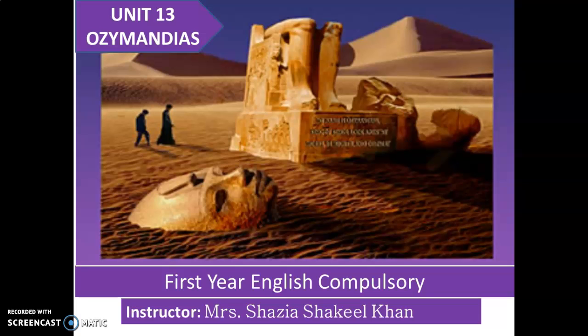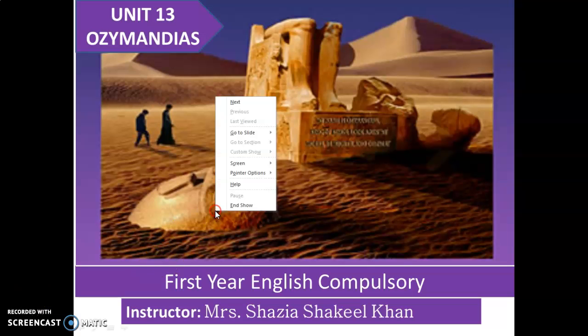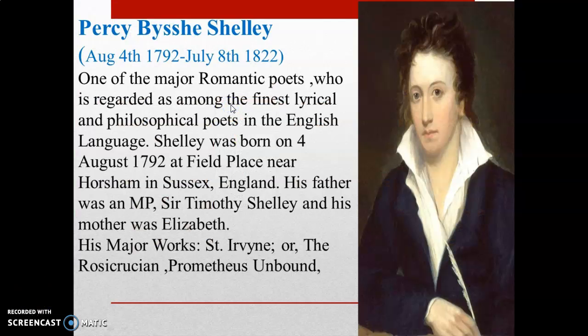Unit 13 is a poem named Ozymandias and it is written by Percy Bysshe Shelley. He was one of the major romantic poets who was regarded as among the finest lyrical and philosophical poets in the English language. Shelley was born on 4th August 1792 in England. His father was Sir Timothy Shelley and his mother was Elizabeth. His major works were St. Irvyne or the Rosicrucian and Prometheus Unbound.